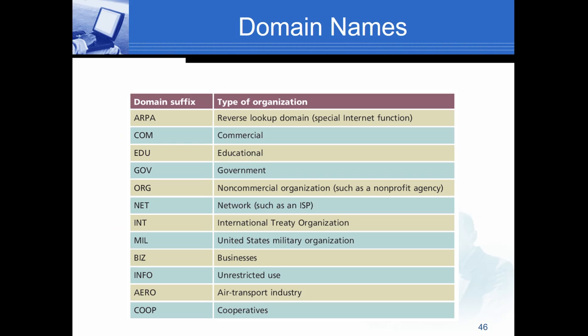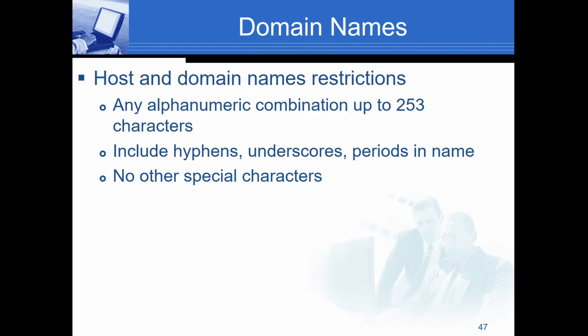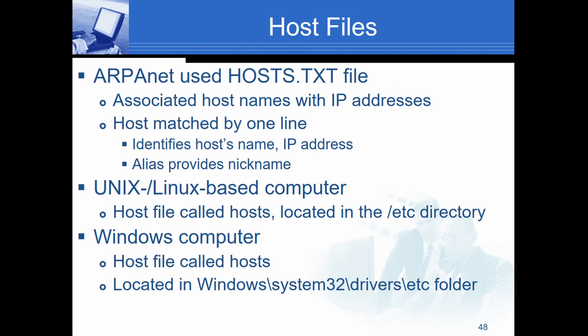Then these are domain names, basically the ones that you're most familiar with: .com, .edu, .gov, .org, .net. Host and domain name restrictions can be up to 253 characters, with hyphens, underscores, and periods in a name, and no special characters. ARPANET is something that originally came around in 1967 to 69, and it used a text host file to do it. You'll see in the next slide exactly how that works.